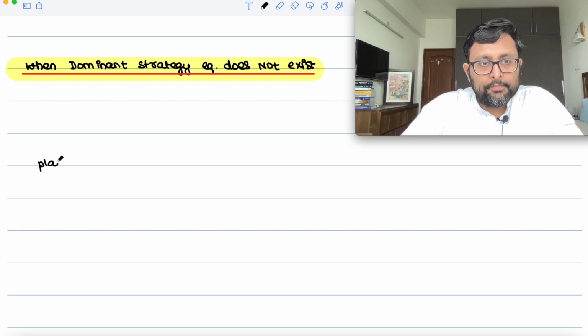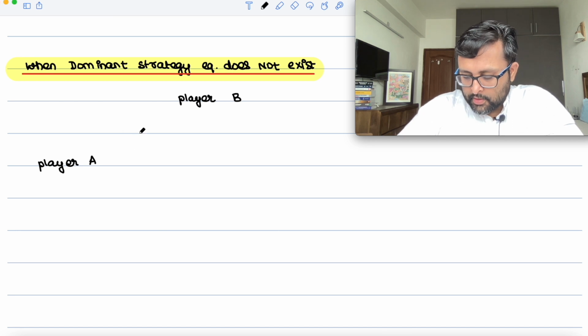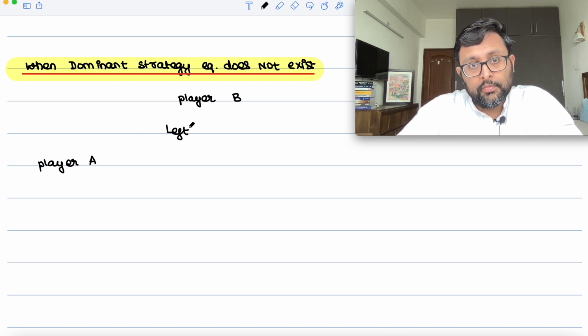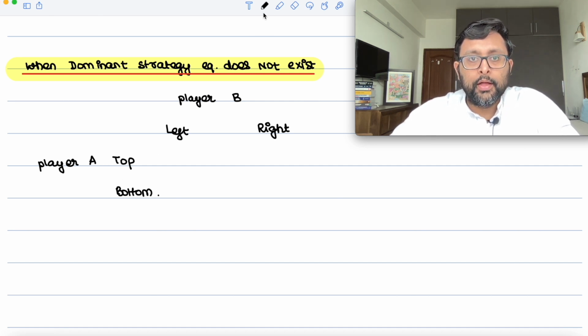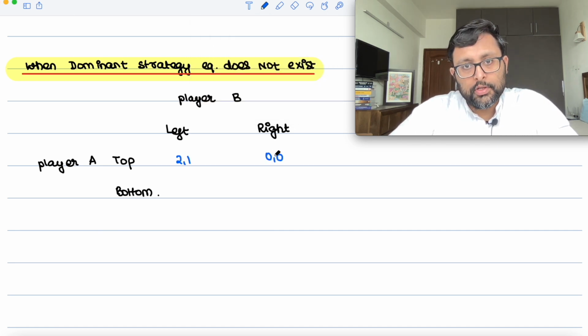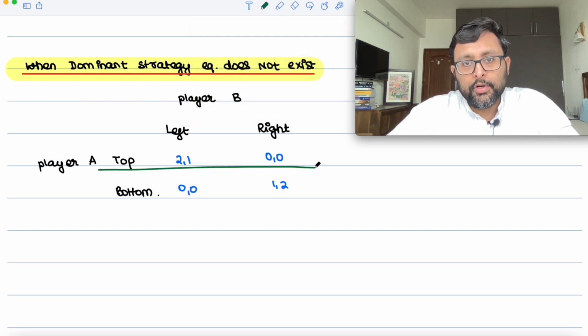So there is a player A and there's a player B. Player B plays left, player B plays right, player A can play top, player A can play bottom. And these are the payoffs: 2-1, 0-0, 0-0, 1-2. Now just think about it.